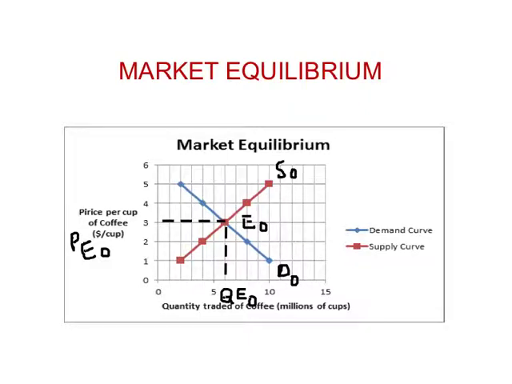Suppose for some reason the demand curve shifts to the right, so we have a new demand curve, and let us call this D1. The supply curve stays at the same position, so we still have S0. And so we have a new demand curve and the original supply curve, and wherever they intersect, we have a new equilibrium point. Let's call it E1. And at the new equilibrium point, we have a new price at equilibrium. Let's call this PE1.